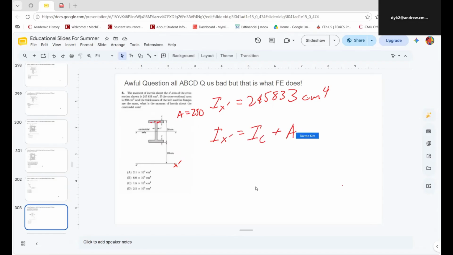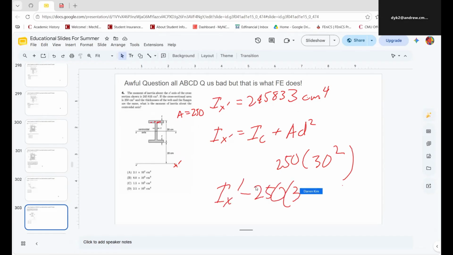plus Ad squared. If the area is 250 square, sorry, and then this over here is d, where's d? D is the distance, so it's the 30 square. If I were to do Ix' minus 250 multiplied by 30, let's just do algebra the notion way, because if I do it algebra the notion way, then it's universal, equal Ixc. So therefore, I can plug in 245 point, this is a point, I'm pretty sure. If it's not, it's not.